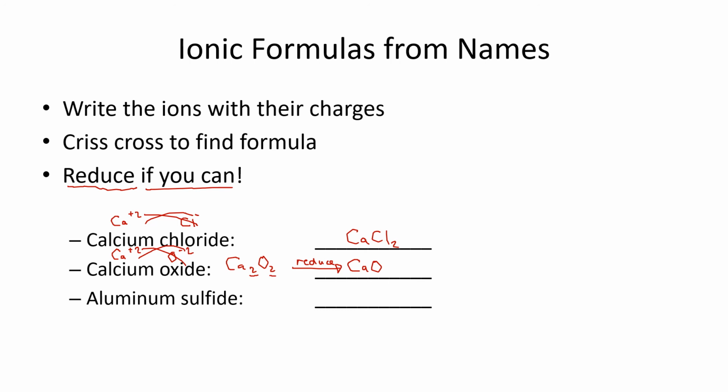Finally, let's look at aluminum sulfide here. We got aluminum, it has a charge of +3. We got sulfur, it has a charge of -2. And you do your crisscross. We end up with Al2S3, and we can't reduce that anymore either. And so we're okay. We can leave that one as is.